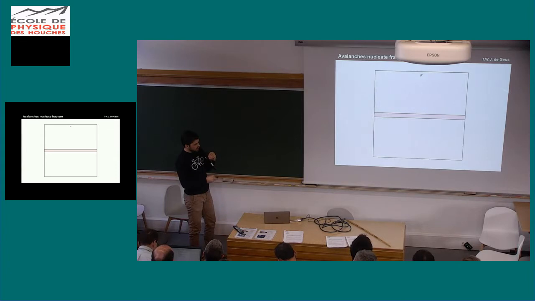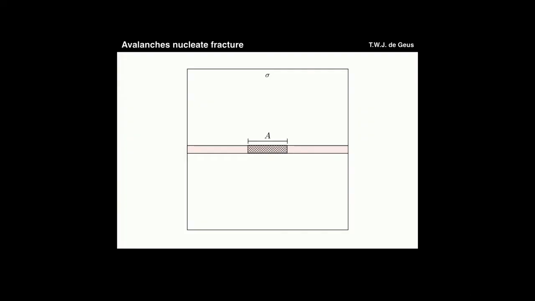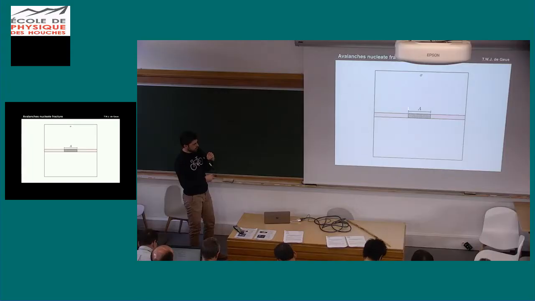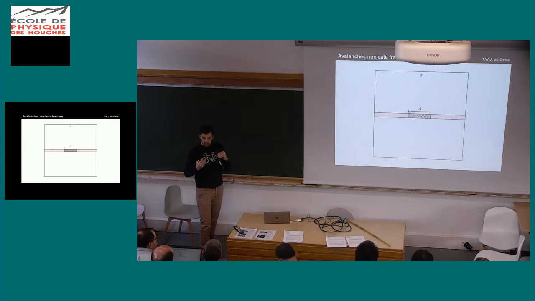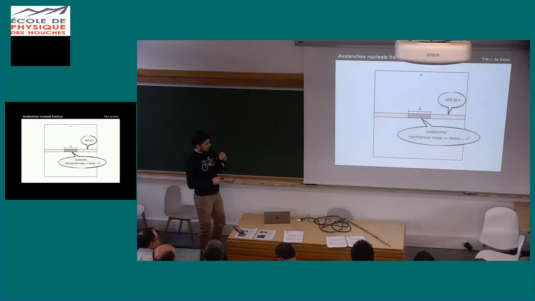The system is at a certain stress, and here's the weak layer, and let's say that it's everywhere at the same average stress sigma. Now, an avalanche will be nucleated here, and it will grow to a certain area. Because there is an avalanche, there is yielding, and there's a lot of mechanical noise. A lot of waves are being transmitted, and this results in the blocks inside this avalanche yielding over and over again. Because of that, locally inside the avalanche, the stress will drop to this sigma down, whereas the rest of the system is still at the original sigma.